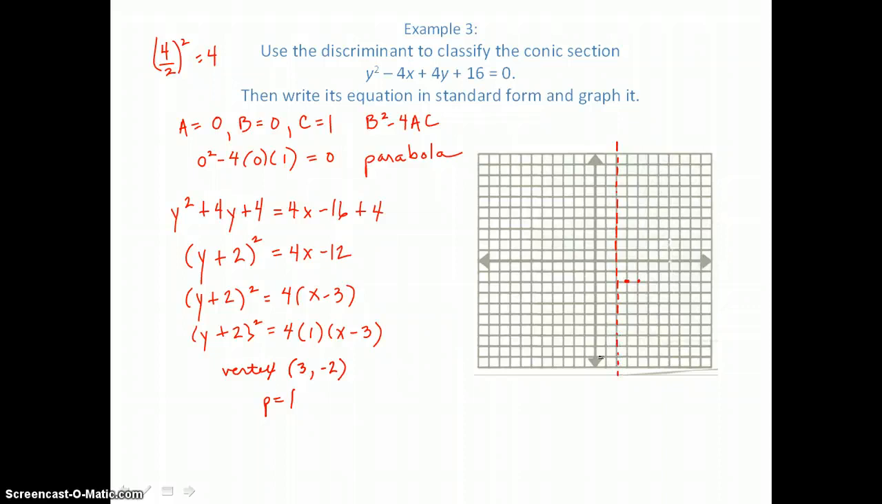Now the focal width for this parabola is 4, so I'm going to go up 2 units from the focus and down 2 units from the focus, so I have a total focal width of 4 units. And then draw my parabola through those points, the end points of the focal width, and the vertex.